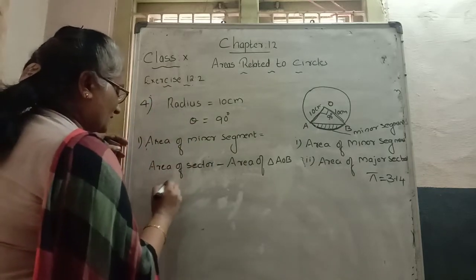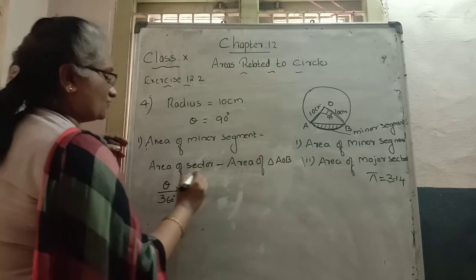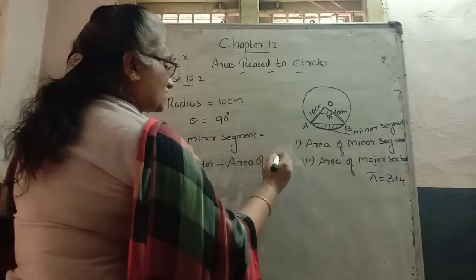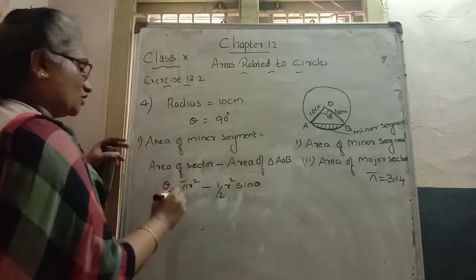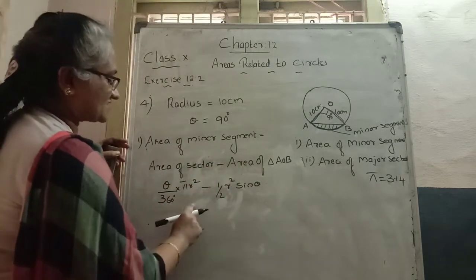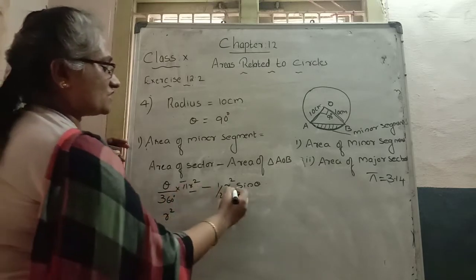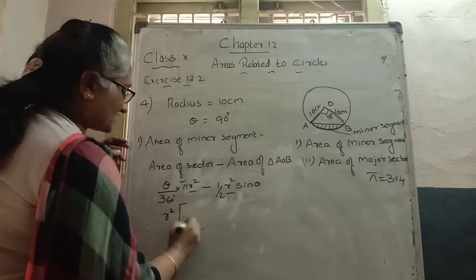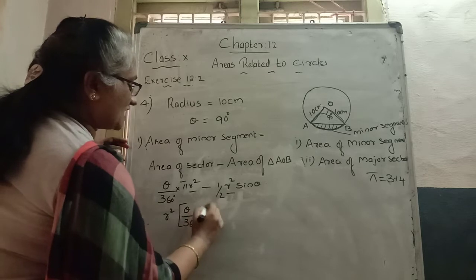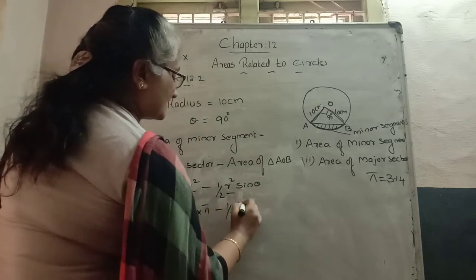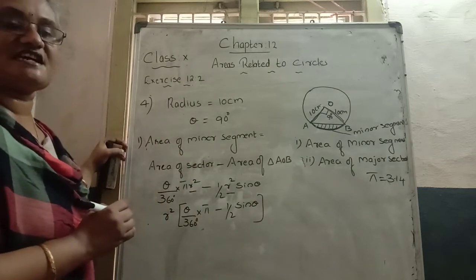The area of a sector formula is theta by 360 into pi R square, minus the area of triangle AOB, which is half into R square sin theta. Both terms have R square common. So take R square common outside, and the remaining terms, theta by 360 into pi minus half into sin theta, keep inside the bracket.